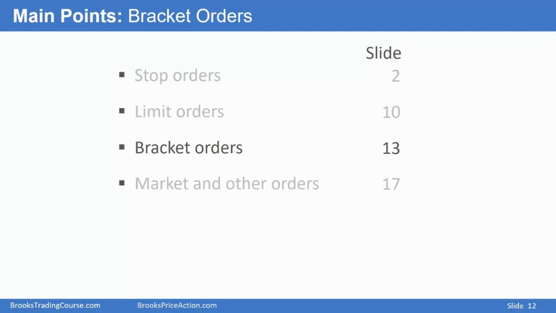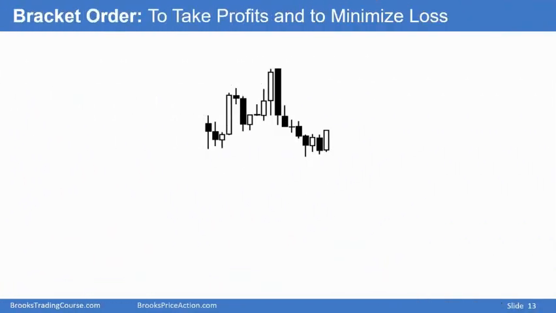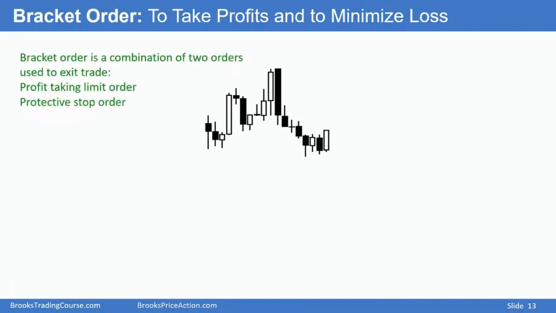I now want to talk a little bit about bracket orders. A bracket order is a combination of a stop order and one or more limit orders. Whenever you're in any trade, you should always have a bracket order operating. It's a combination of two things, a protective stop order and a profit-taking limit order. A bracket order brackets the current market, the current price. It's also called an OCO order.